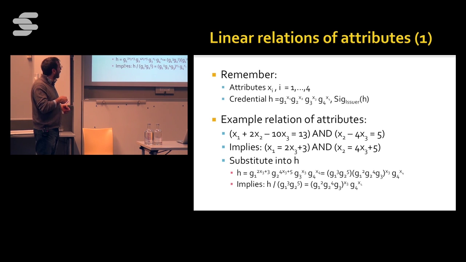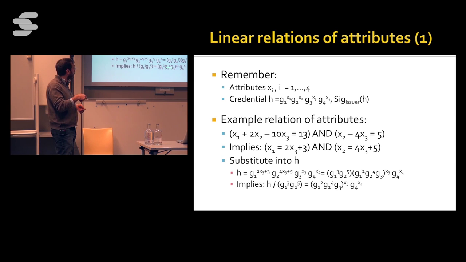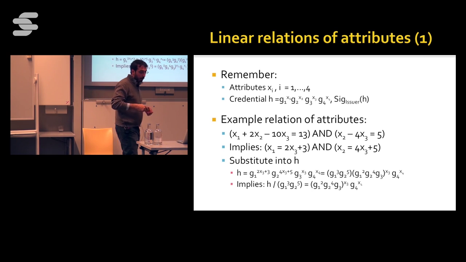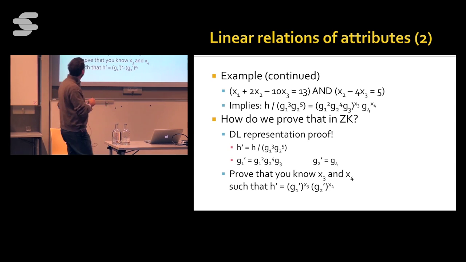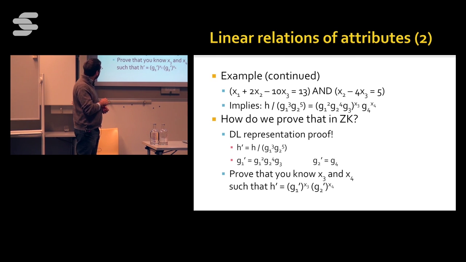Same thing if I had a million different readings: I could substitute my final bill into them and prove that indeed my bill is correct, without revealing how much electricity I have consumed at any time. Okay, cool. So this is basically the worked-out example. It turns out that the H prime, my new representation, is just this. I redefine G1 as G1 prime and G2 as G2 prime, and then I just prove that this H prime is G1 prime to the X3, G2 prime to the X4, using the protocol for the generalized Schnorr proof, and you're done.